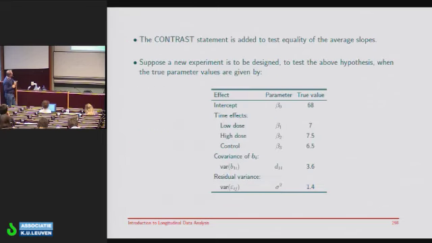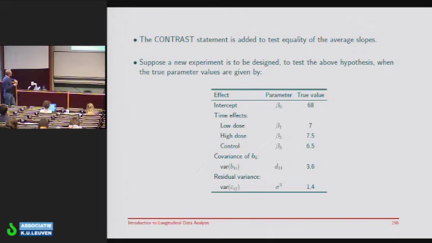And the new experiment: assume that you would design a new experiment to test this hypothesis, if the true differences between the groups are given as specified here in that table. So for the intercept, we take value 68. Now that's not very relevant. If you want to compare slopes, for that intercept you need to plug in a value, but whether you put 68 or 70 or 0, that's not going to change your power. Okay?